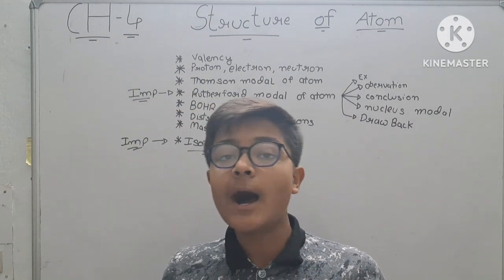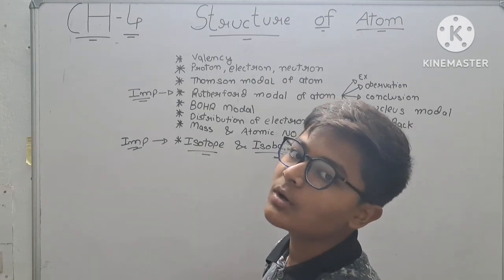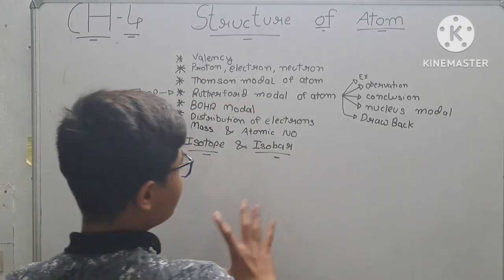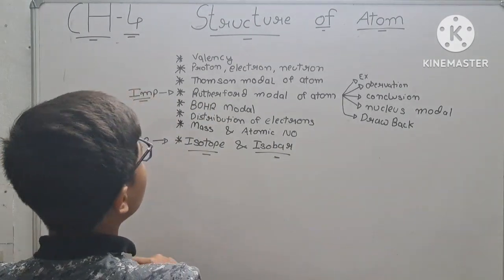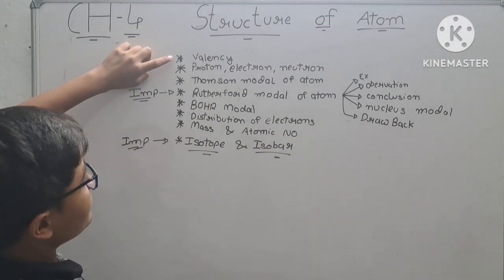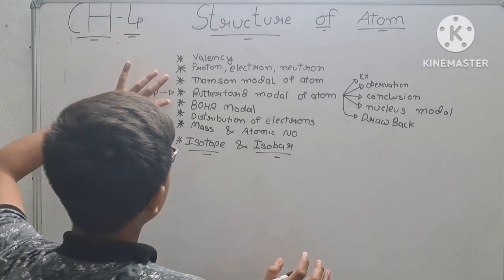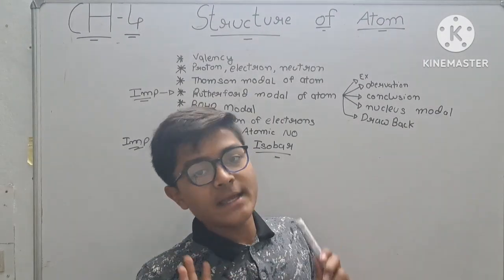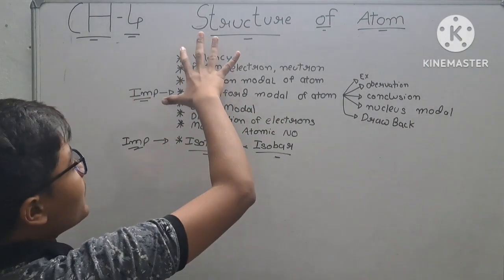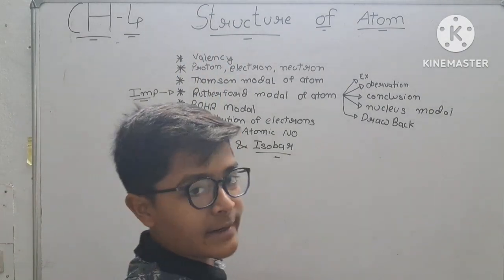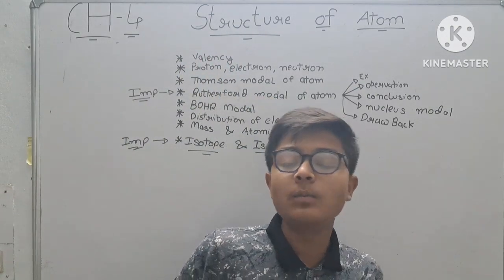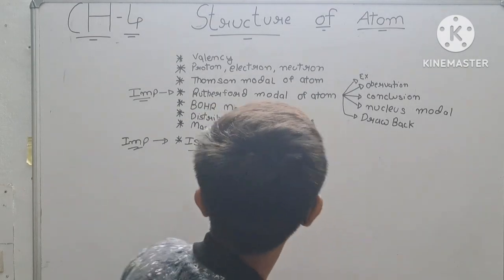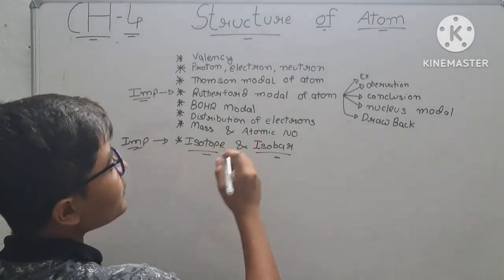So let's see how many topics are there in chapter number 4, structure of atom, and which of them are important. So in this video we are going to learn only, okay, there are 1 2 3 4 5 6 7 8, there are 8 topics. And I have divided the 8 topics. 4 we will do in this video and another 4 we will do in part 2. Okay, another 4 we will do in part 2.